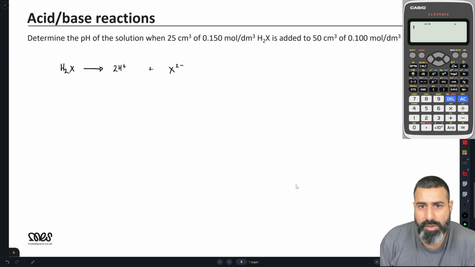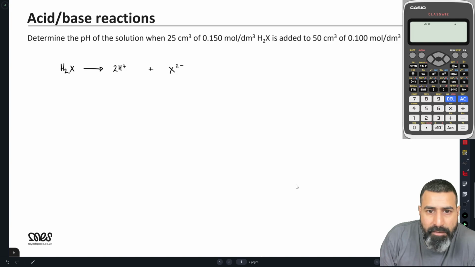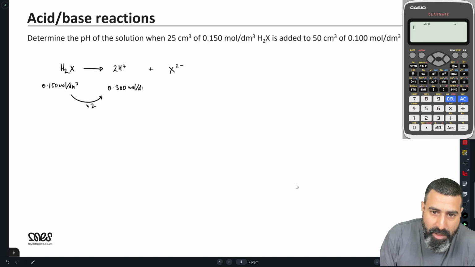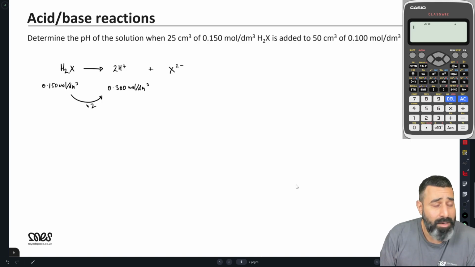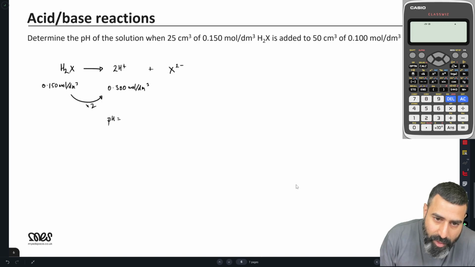All right, so if I have 0.15 moles per decimeter cubed of the H2X, the concentration of the hydrogen ions is going to be double that, so it's going to be 0.300 moles per decimeter cubed. So then I would just stick this into my equation for pH.